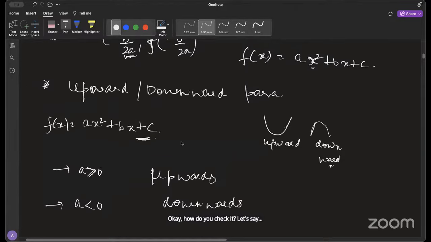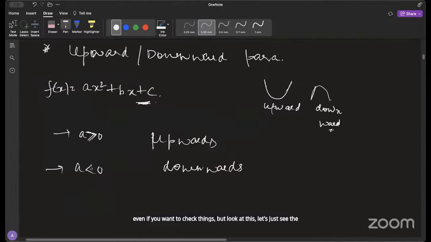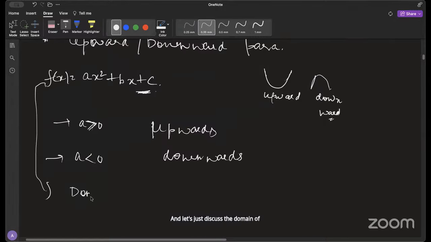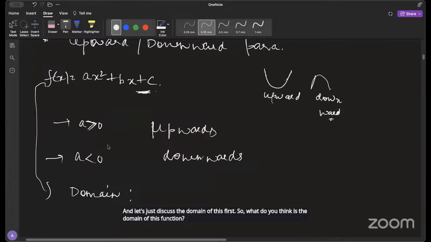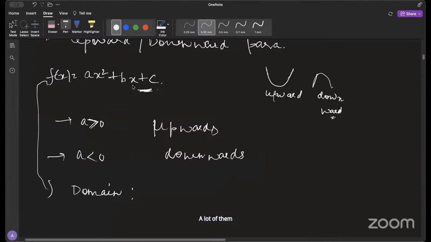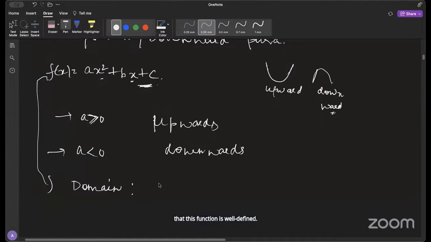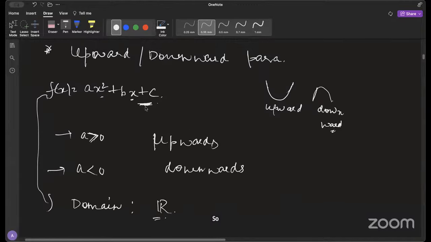How do you check it? Even if you want to check things, let's see the domain and range of this function. Let's discuss the domain first. What do you think is the domain of this function? The domain is the input x that you can put here. So what can you put in place of x so that this function is well defined? Any real number. Yeah, so all real numbers are in the domain of this function. When you're discussing quadratic functions, the domain is the real numbers.